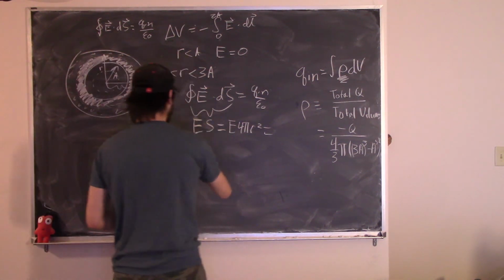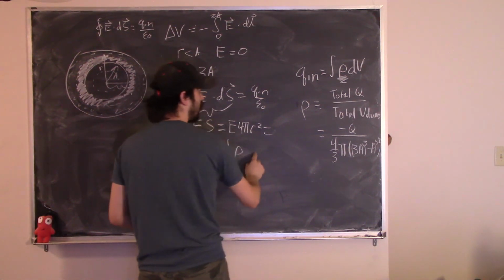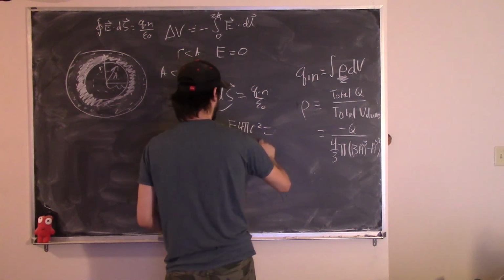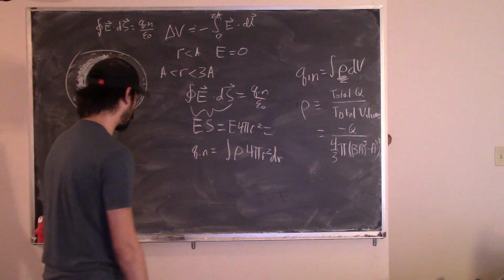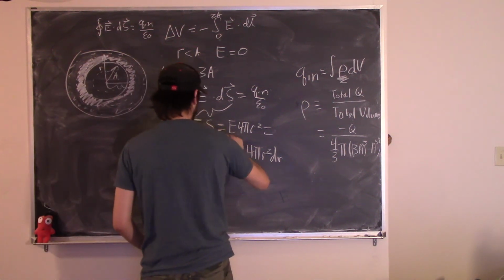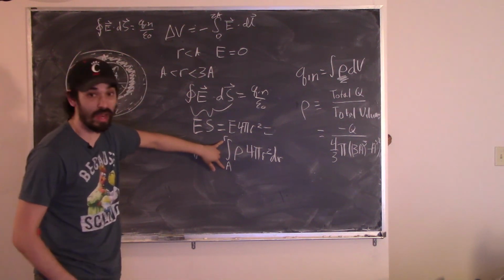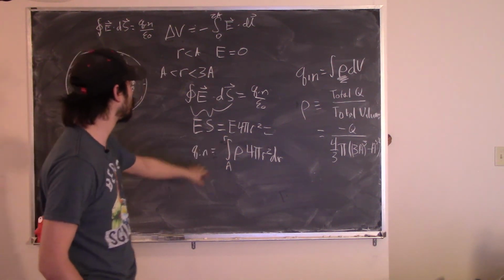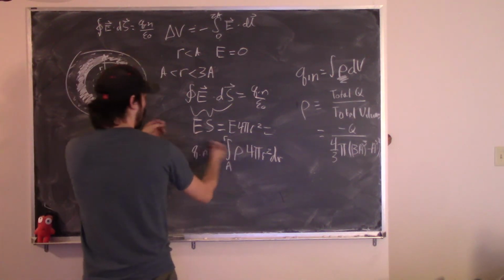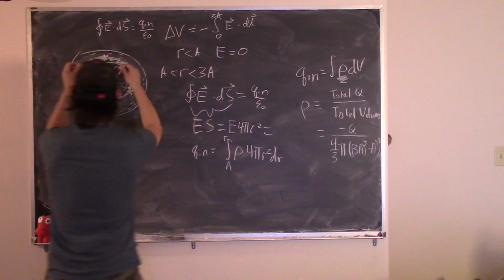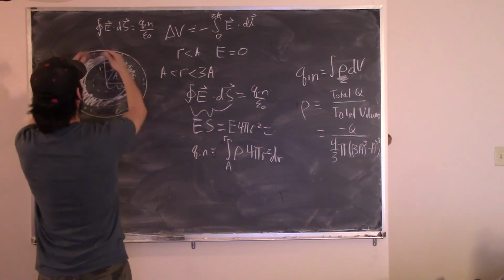So when I do Q enclosed equal to the integral of rho dV, dV is going to be 4 pi r squared dr, because this is spherically symmetric, and this goes from A to r. Make sure that you understand why I have the limits of integration the way that I do. This is very important to understand: the charge that I'm adding up is literally stacks of shells that I'm adding up.